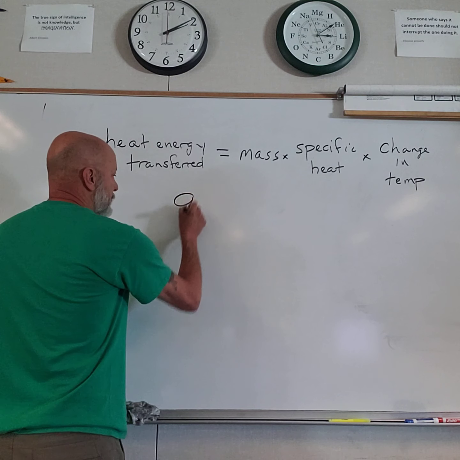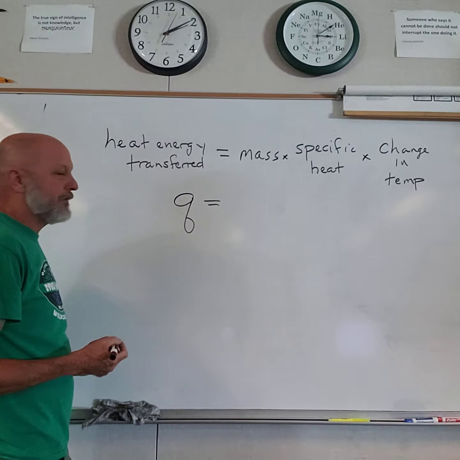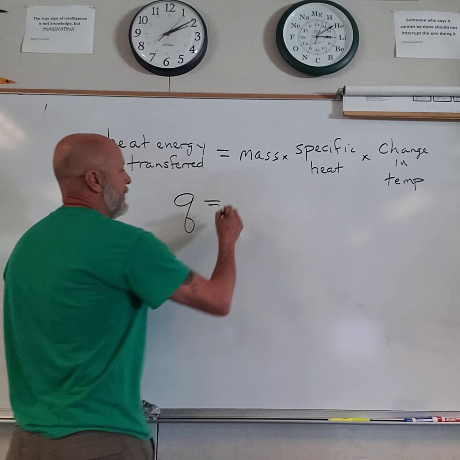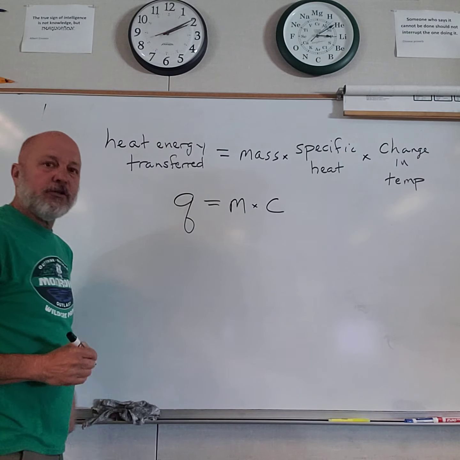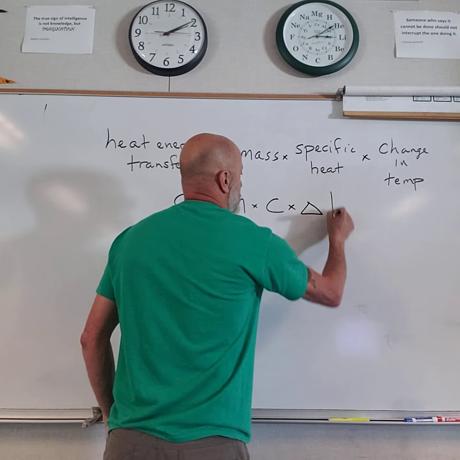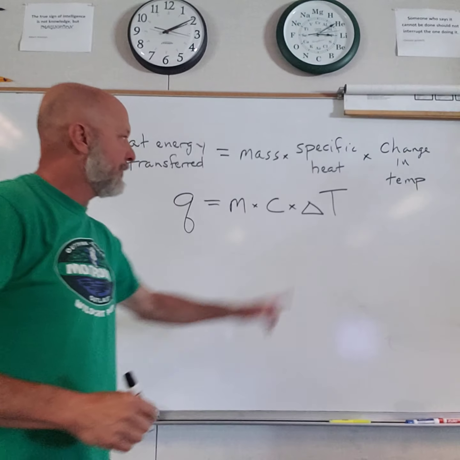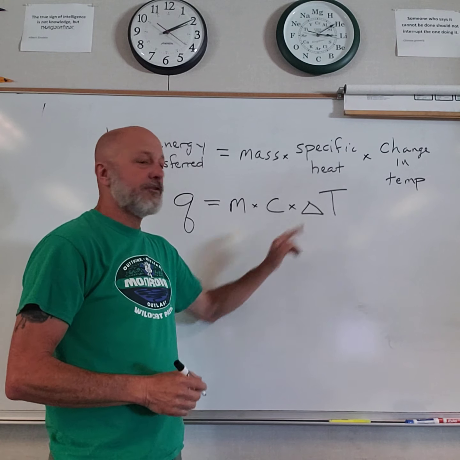In equation form, Q for heat. I know why shouldn't heat be H, but it's Q. I don't know who decided that. M for mass. Specific heat gets a lowercase c. Change of temp is delta T. Delta stands for change, right? So we're not talking about absolute temperature here. We're talking about the change in temperature.